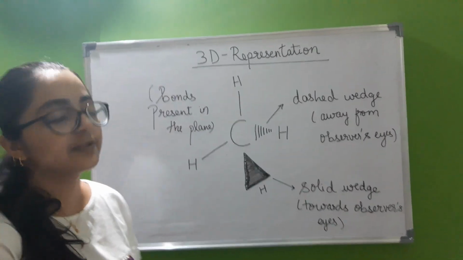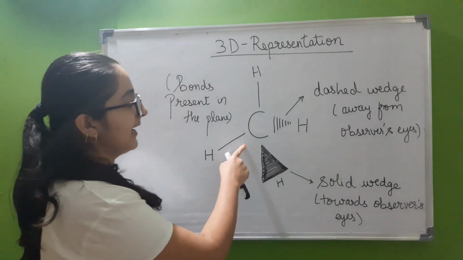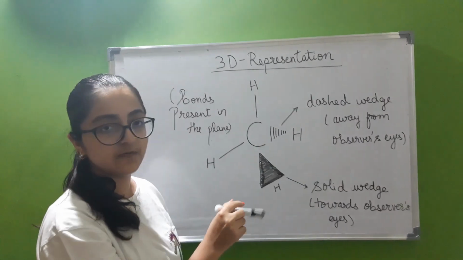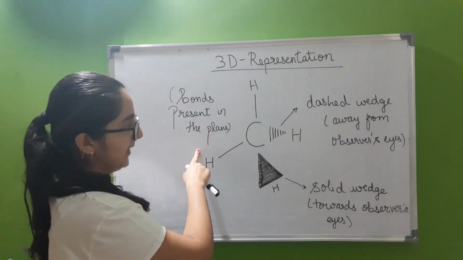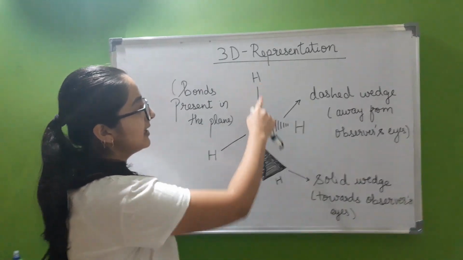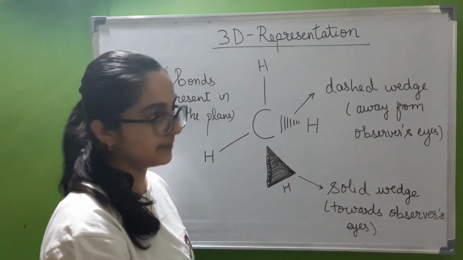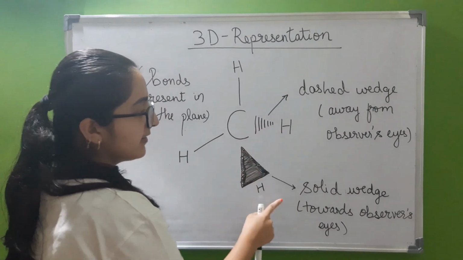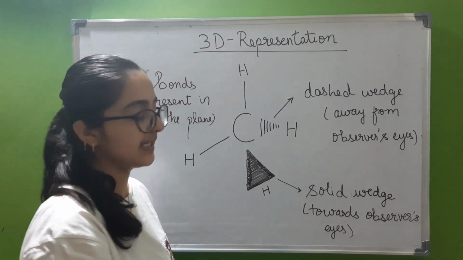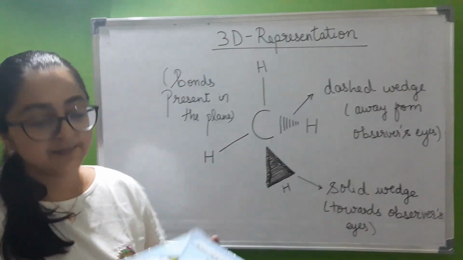Since 3D means three dimensional, that is in three axes, when I write the carbon and the bonds formed with hydrogen, two bonds are always present in the plane, which are represented by a normal dash. But the one that is present away from the observer's eyes is represented by a dashed wedge, in this format. And the one that is present towards the observer's eyes is represented with the help of a solid wedge.